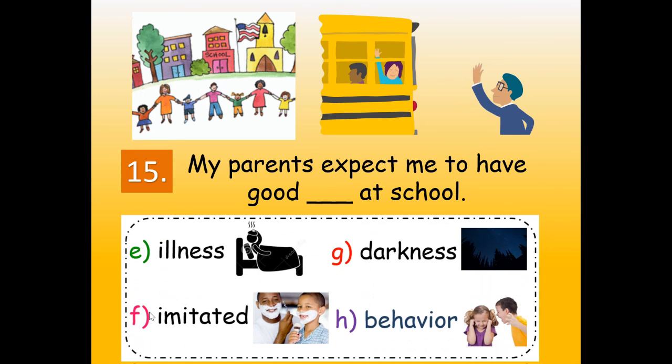Number 15, my parents expect me to have good blank at school. My parents expect me to have good illness at school. Imitated. Darkness. Or my parents expect me to have good behavior at school. What makes sense given our picture clues and where the word is in the sentence, the context?